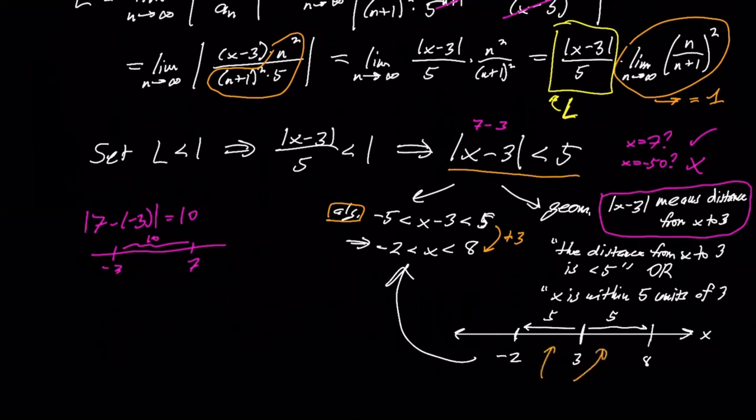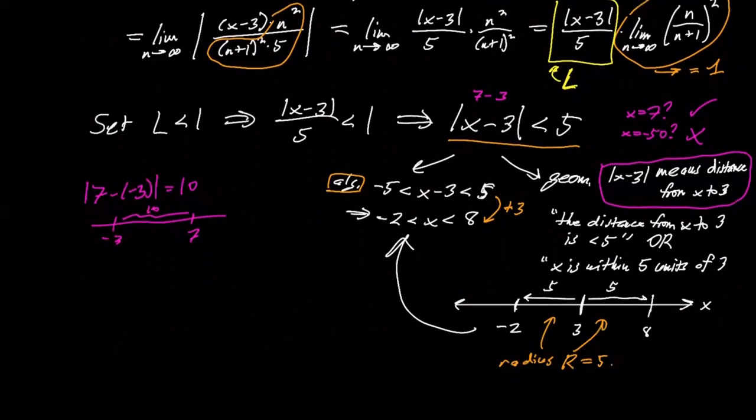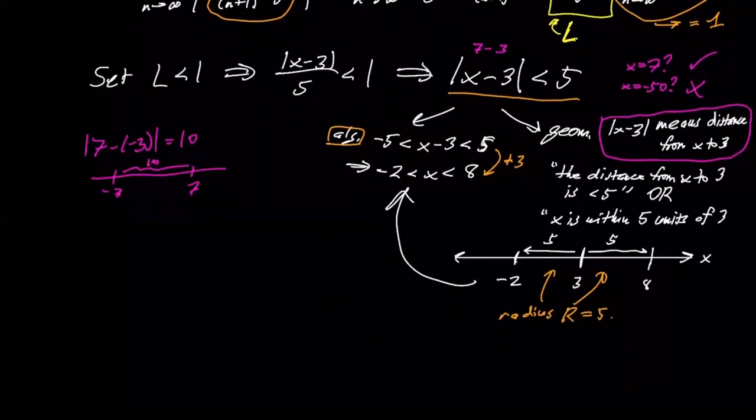Because we know that the series will converge for 5 units to the left of 3 and 5 units to the right of 3, and that's the radius. And so we know the series converges.